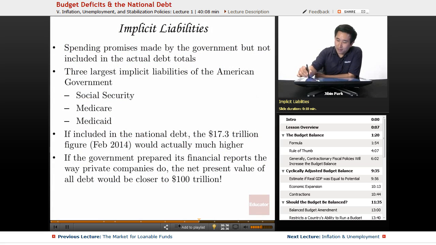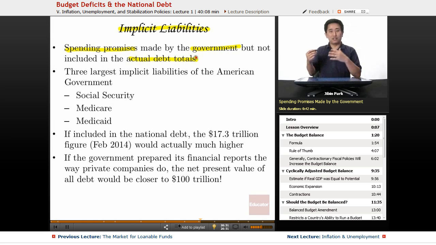So one type of debt that we haven't really talked about, which I mentioned earlier in the lecture, is implicit liabilities. These are actually spending promises made by the government, but not included in the actual debt totals, because this is money that's promised, and it depends on how long people live. For example, Social Security is promised to people, but if an individual dies earlier, then less Social Security is going to be paid out. So you can't put a fixed number on it.